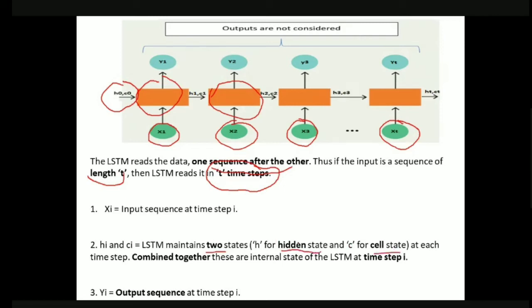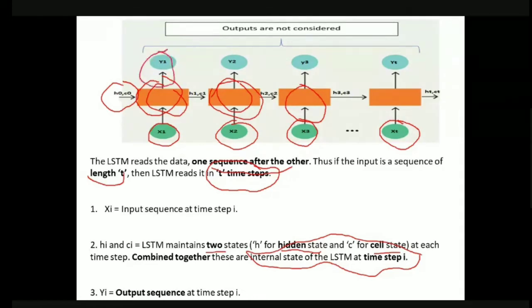Okay. So when both the hidden state and cell state are combined together, these are called the internal states of the LSTM at a time step i. So H0 and C0 are the internal states of this LSTM. H1 and C1 are the internal states of this LSTM. H2 and C2 are the internal states of this one. So like this, we are going to get them. And what is the final thing? Yi, that is Y1, Y2, Y3, and so on up to Yt, we get the output. Okay, so this is all about how the encoder is going to work.